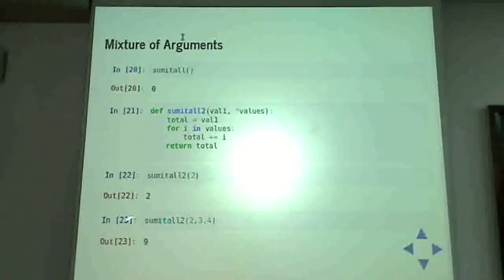What happens is when you say submitAll2 of 2, 3, 4, val1 is 2, and values is a list containing 3 and 4. And if your syntax was val1, val2, *values, then 2 would become val1, 3 would become val2, and there would be a list containing one element called 4.